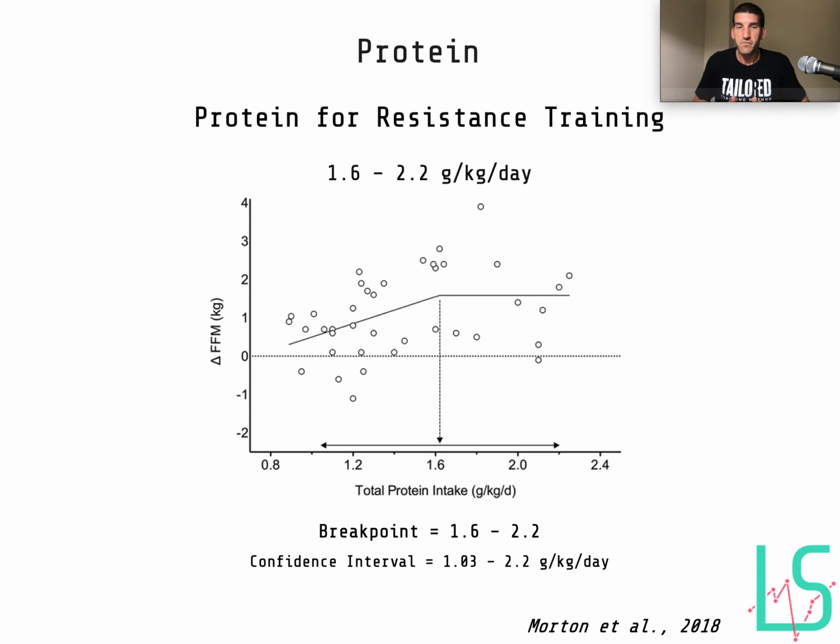So if you strength train or resistance train, basically same thing, you probably need more protein because you're building muscle, right? You're repairing muscle. You have a lot more metabolic activities going on.